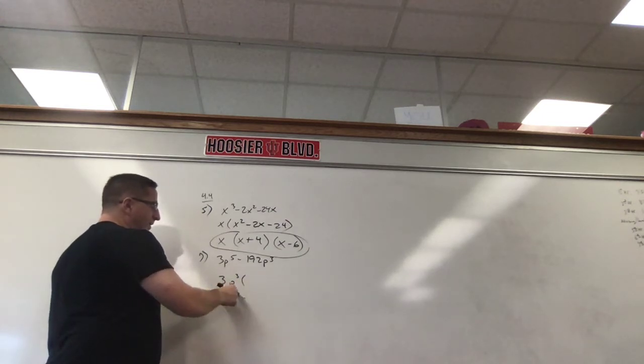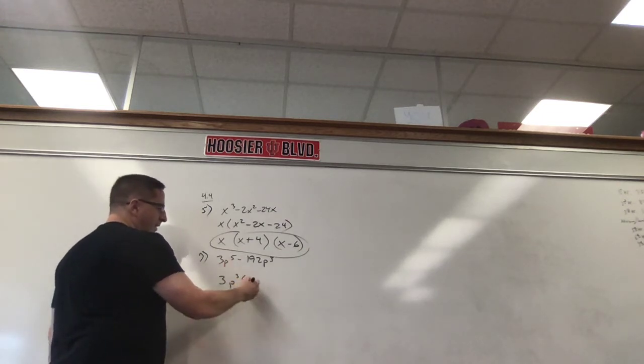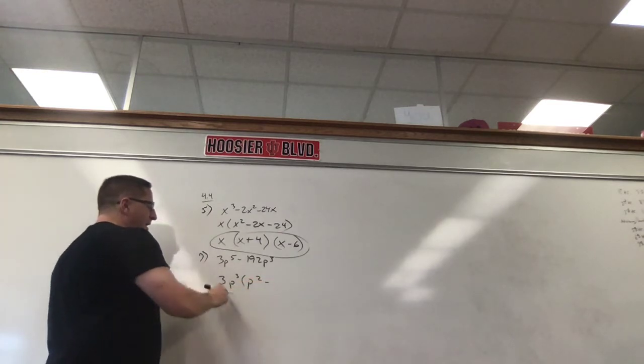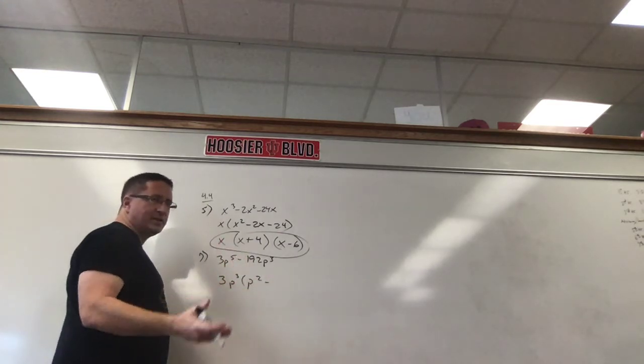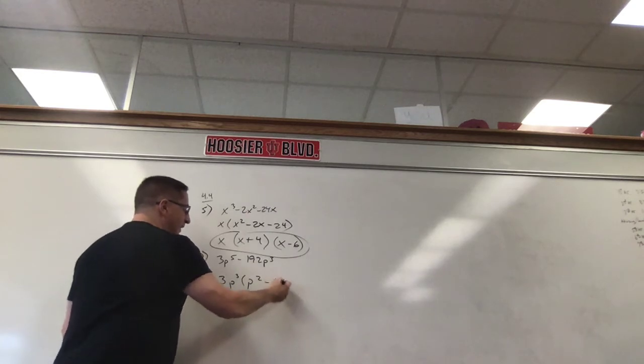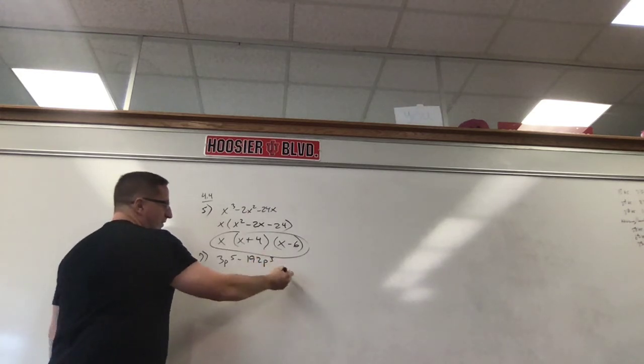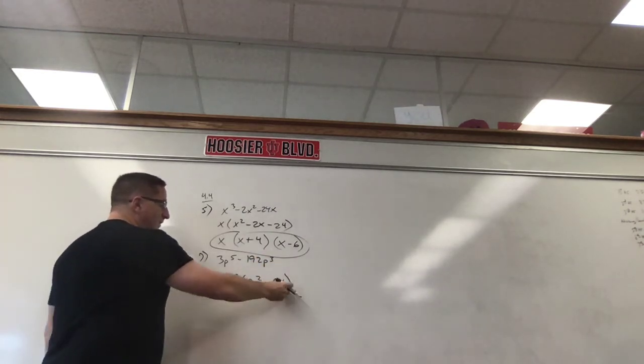What do I times 3p to the third by to make 3p to the fifth? P to the second. Minus 3 times what's 192? I don't expect you to necessarily know that one, but it's 64. And I took a p to the third out of p to the third, so there's nothing left. Now this does factor further.